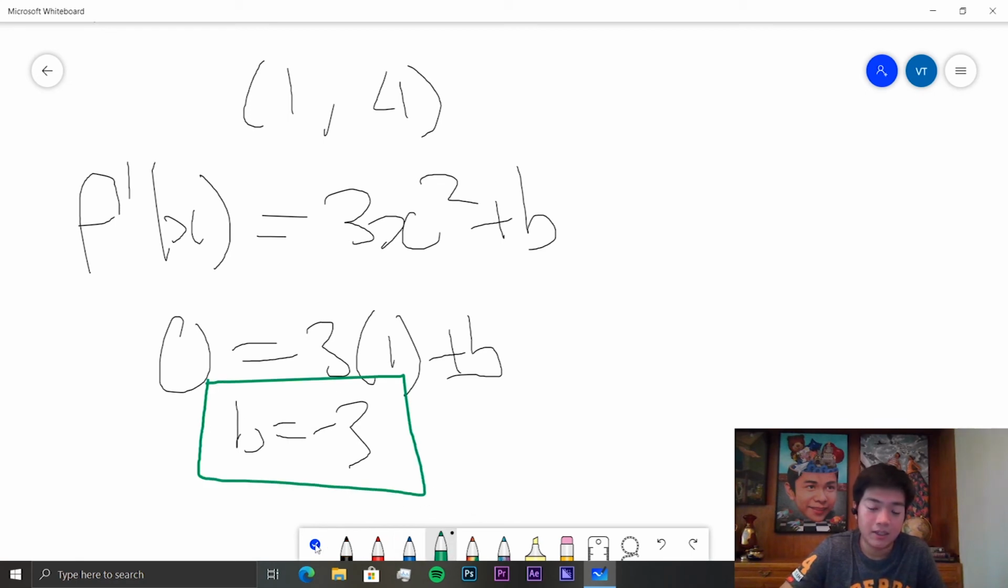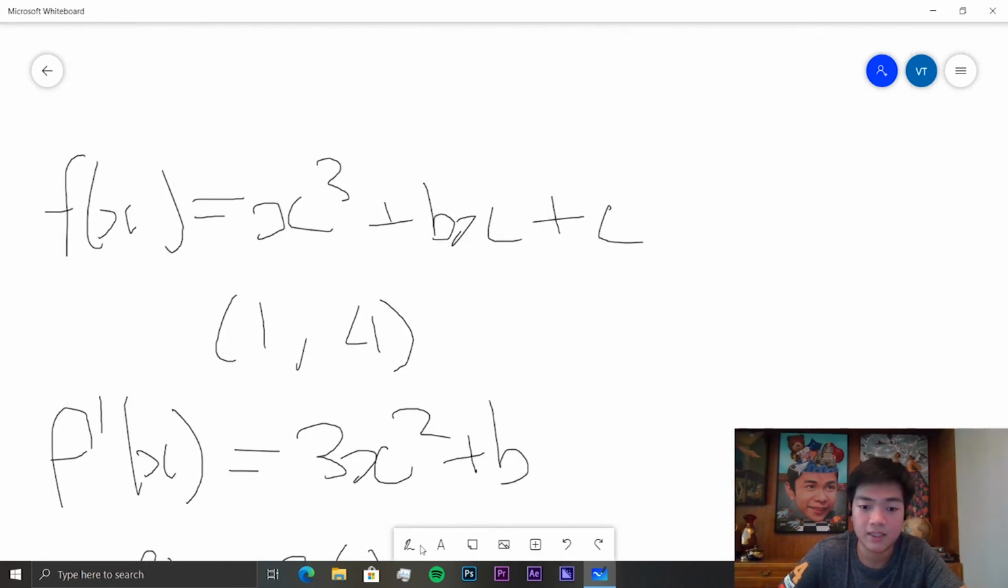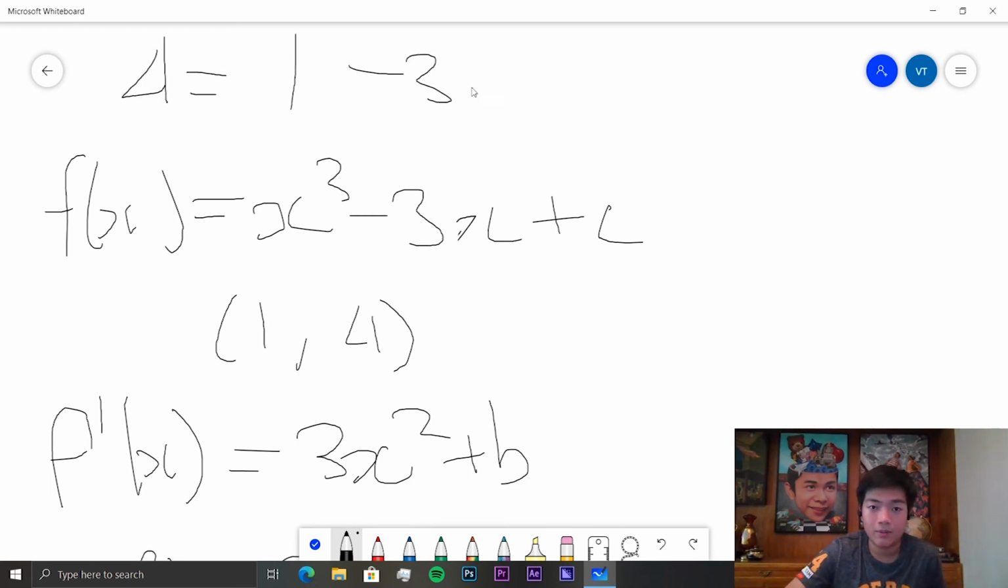And this coordinate is on the graph, so (1, 4) is on the graph. And as this loads, we have x cubed plus minus 3x plus c. If the coordinates (1, 4) are on the graph, this means 4 is equal to 1 minus 3 plus c, and so c must be equal to 6. So we have x cubed minus 3x plus 6.